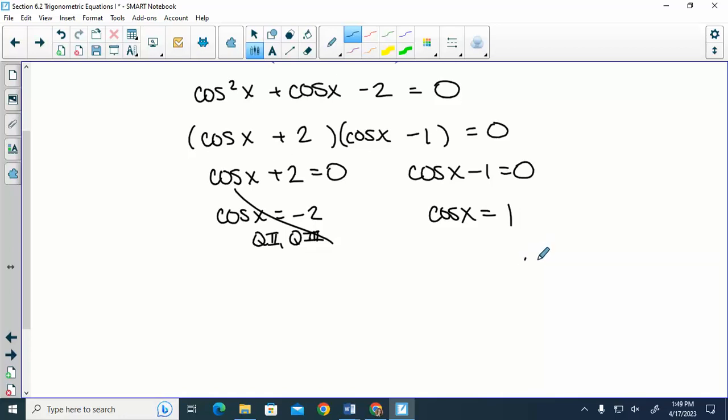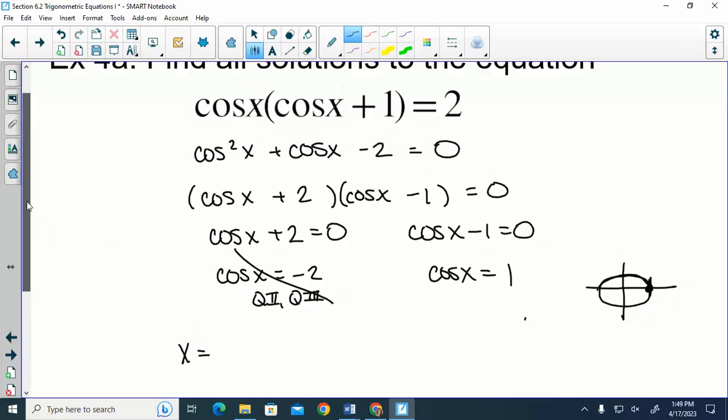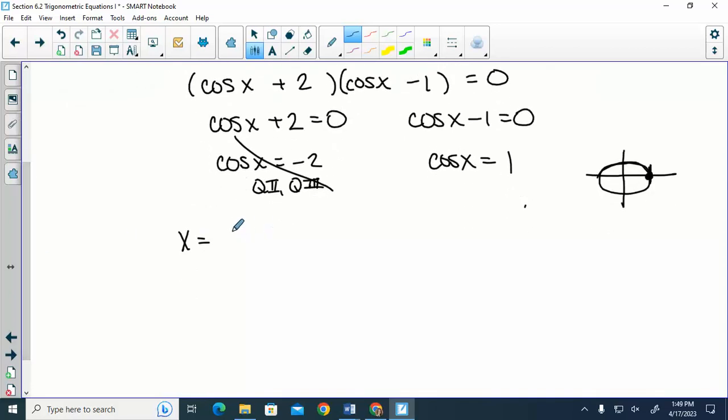Cosine x equals 1. Okay, think about on the unit circle. Cosine is the x. When is x +1? X is 1 right there, isn't it? Cosine of 0 is 1. I didn't specify. Let's do degrees. 0 degrees. I said all possible solutions. So what would I put on this?